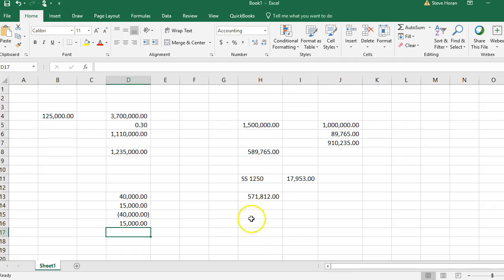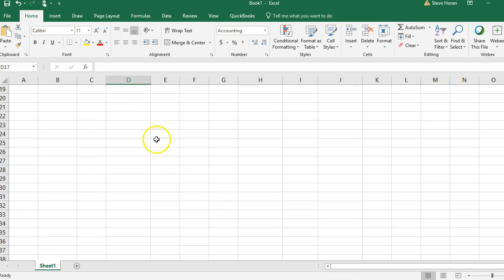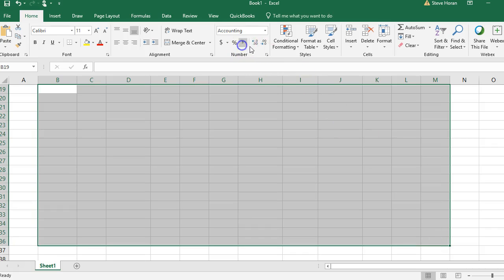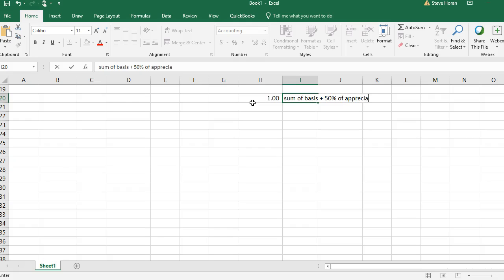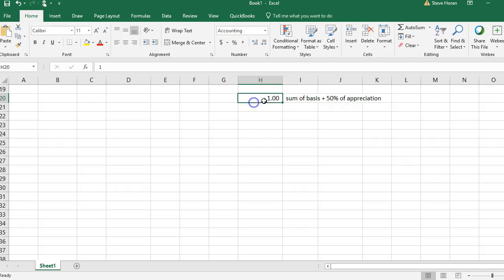So basis of 24, fair market value of 30. Let me just format a big area of my document here. So let's go ahead and drop that one in. What they can do is they're allowed to do two different things. One of them is the basis plus 50% of appreciation. Okay, so that's one thing they're allowed to do. Let me just do this as a one like that. Or they can do this. They can do the basis doubled.